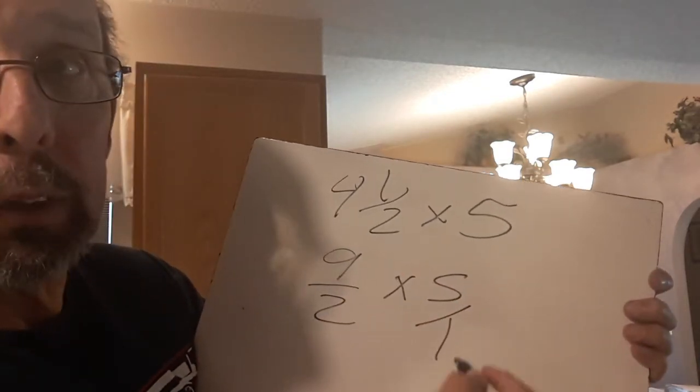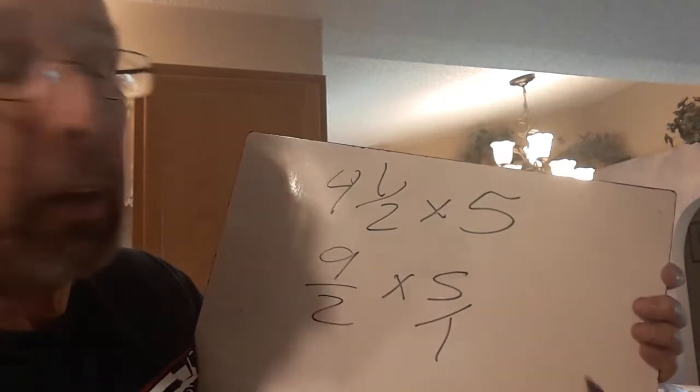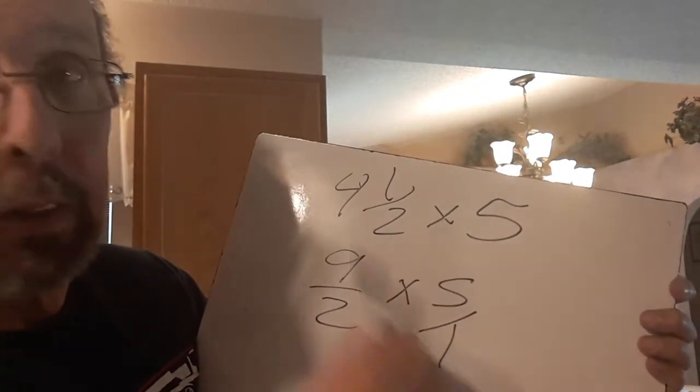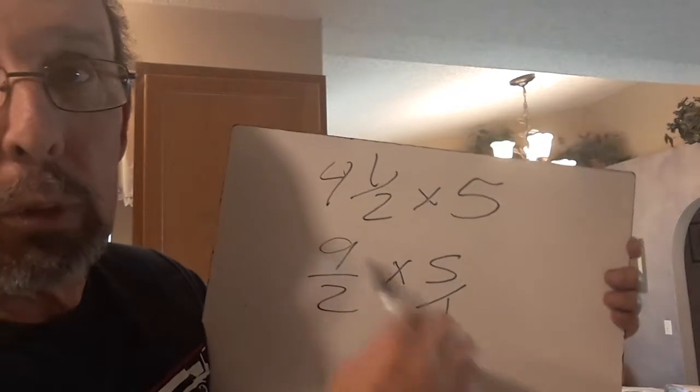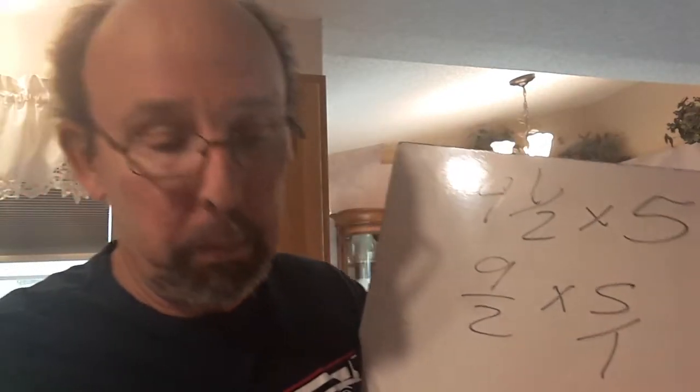Do your multiplication. If you have an improper fraction, divide it out. If you can cancel, go ahead. This one you can't do that. But if you can cancel, go ahead and do your canceling. It'll save you some time.